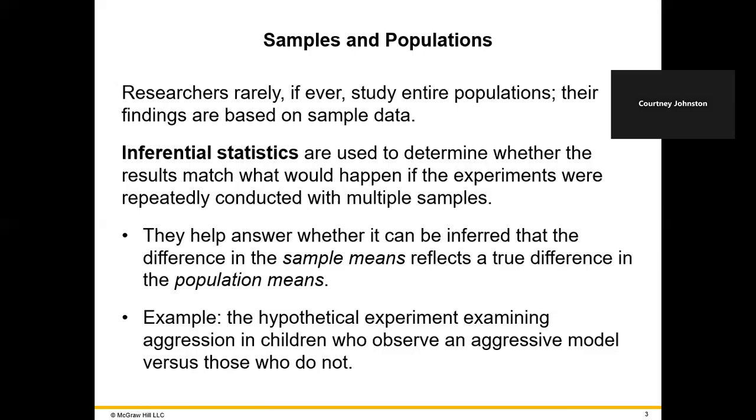And they help answer whether it can be inferred that the difference in the sample means reflects the difference we would expect in the population as well. So an example is an experiment examining aggression in children who observe an aggression model versus those who do not, as we talked about.